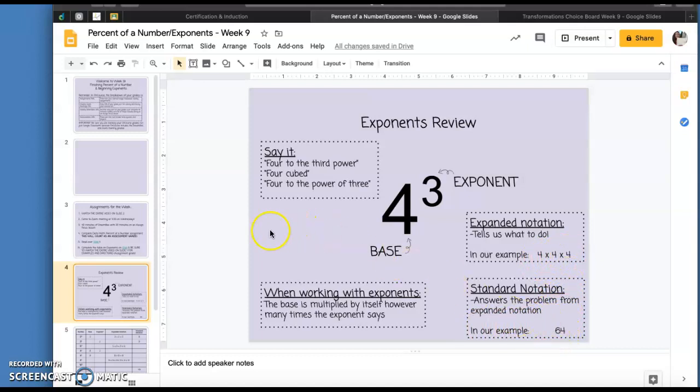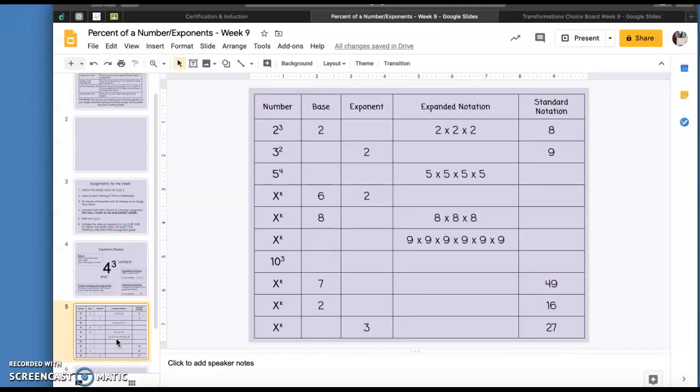I don't care if you guys use a calculator, but make sure you are using this expanded notation. Expanded notation keeps us on track because a lot of us want to multiply 4 times 3 and just say, okay, 4 to the 3rd power, that's 12. But it's not. 4 to the 3rd power is 4 times 4 times 4, which is 64. Keep that in mind.